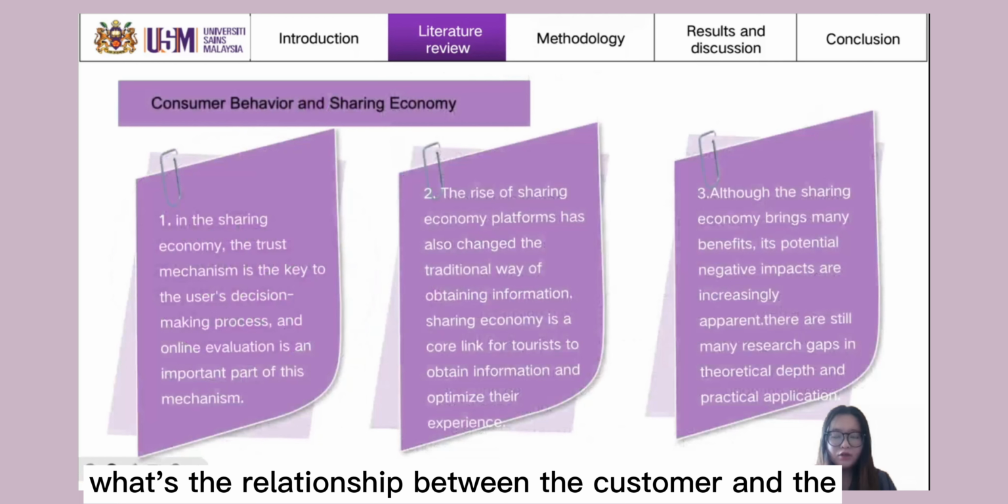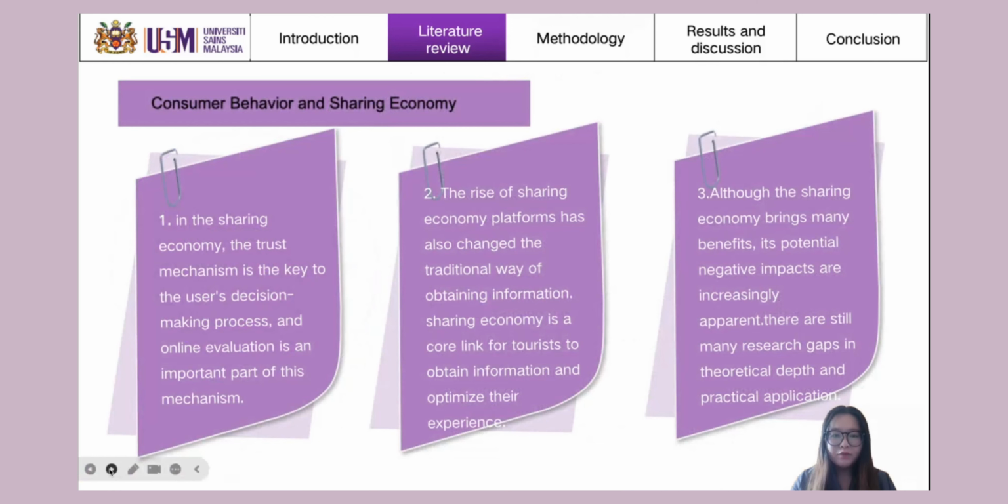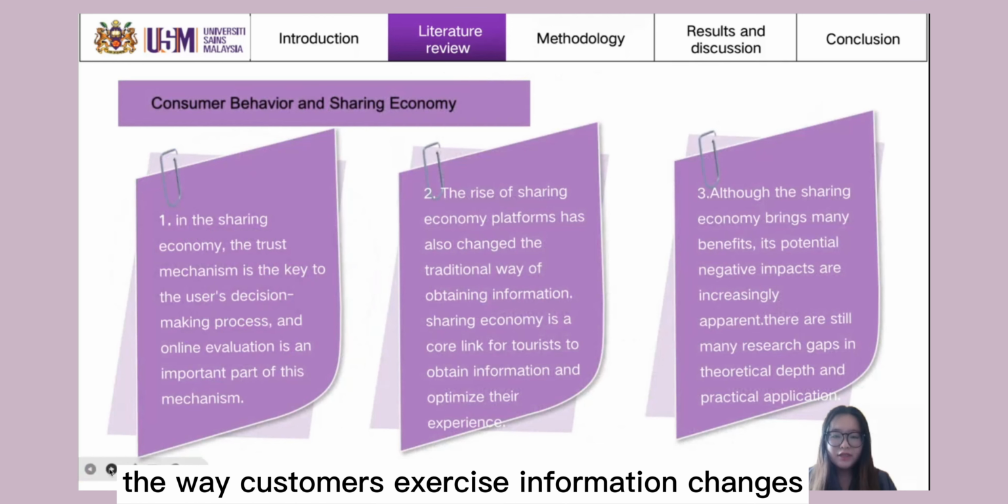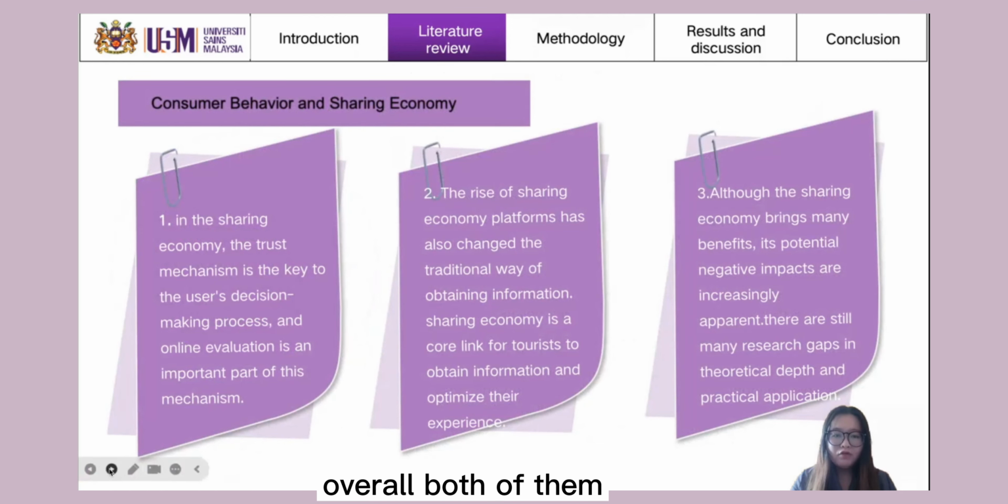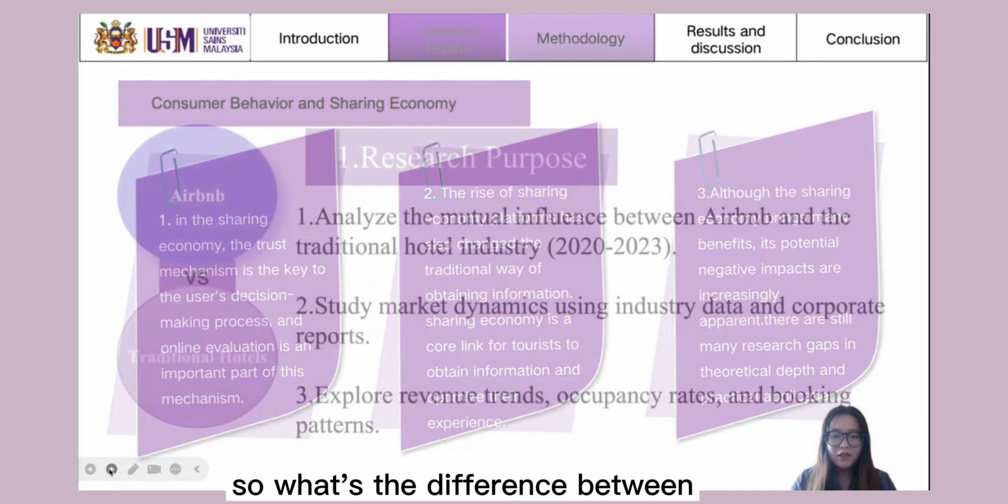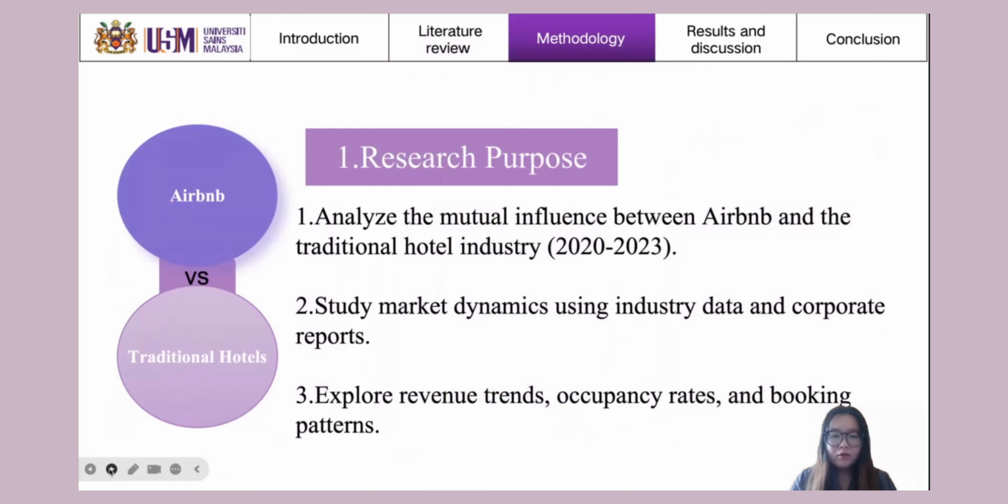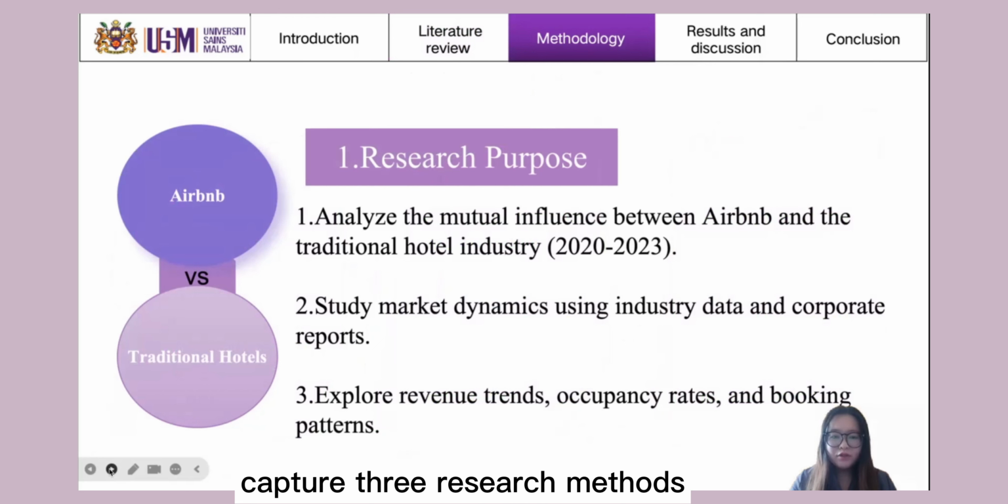Secondly, what's the relationship between the customer and the shared economy? The trust mechanism becomes important. The way customers access information changes. Overall, both of them have chances and challenges. So what's the difference between Airbnb and the traditional hotel industry? We measured it in Chapter 3, research methods.